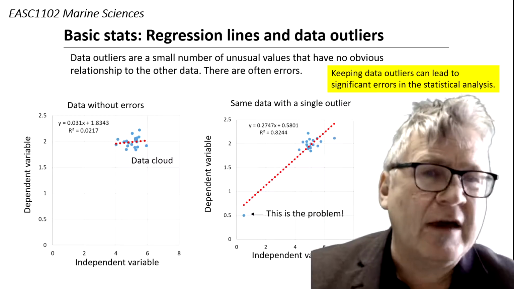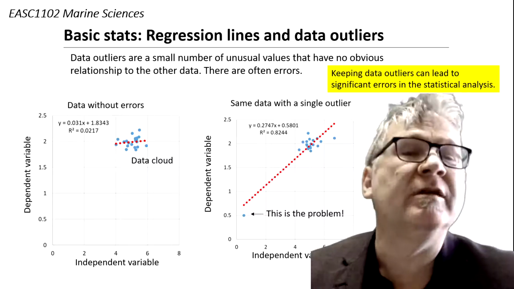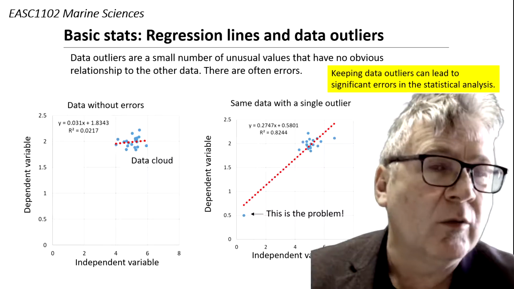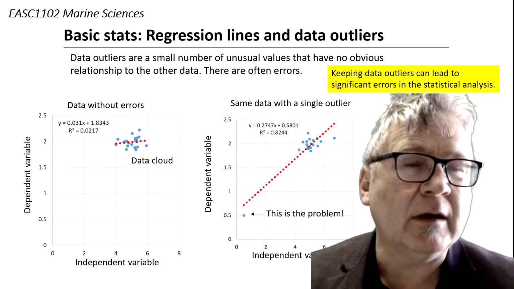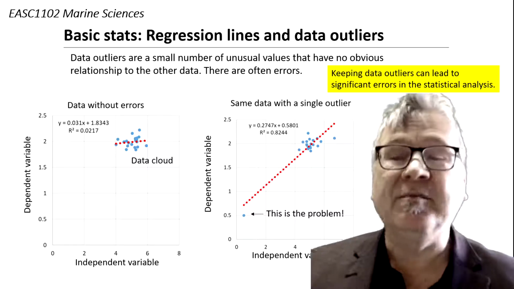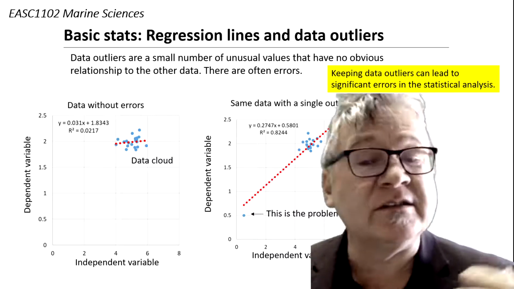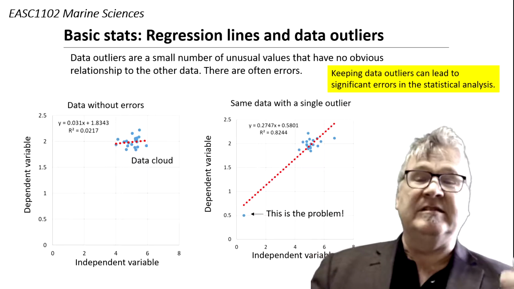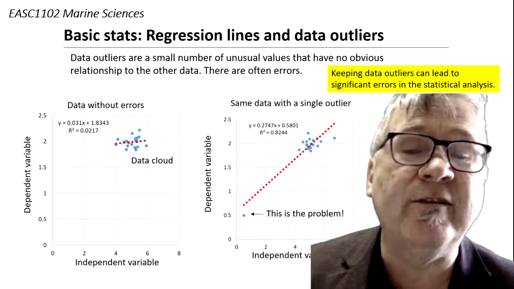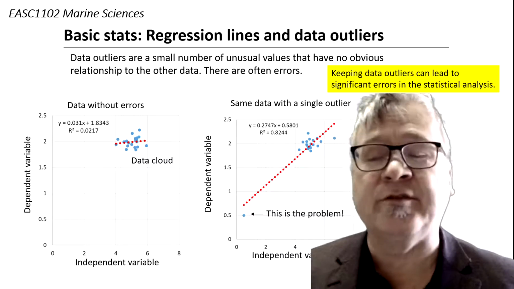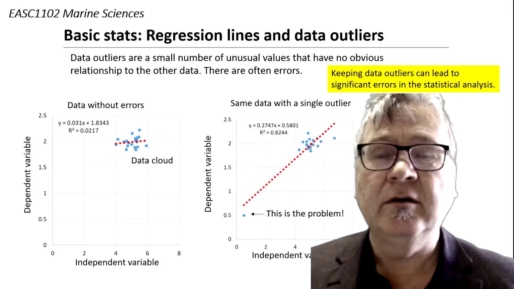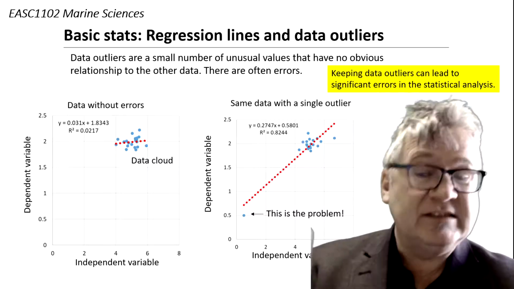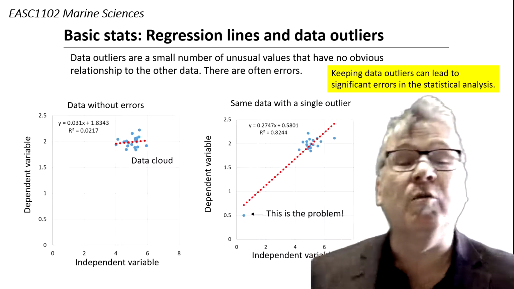Now the second point, and this is a really important point. What happens if you have an error, one measurement which is totally wrong? We call them data outliers. That's a small number of unusual values that have no obvious relationship to the others. Often these are errors.